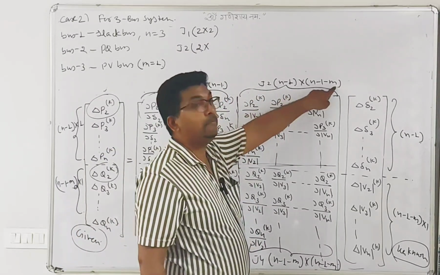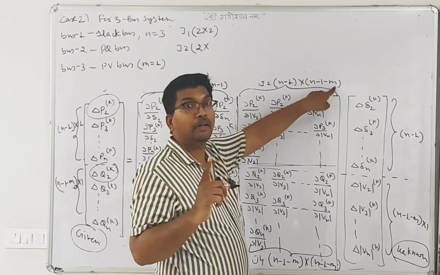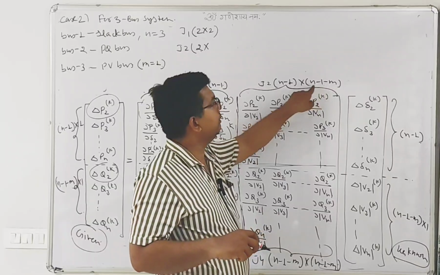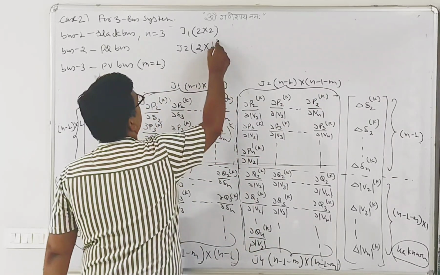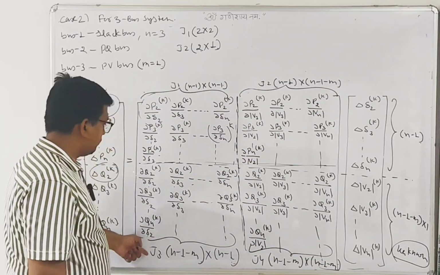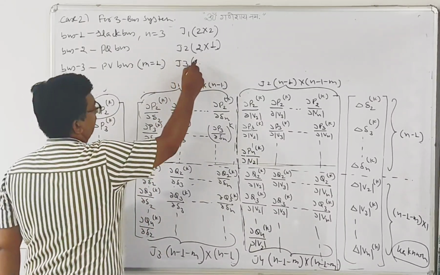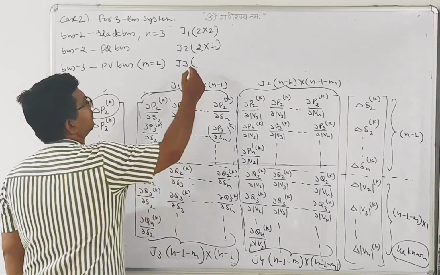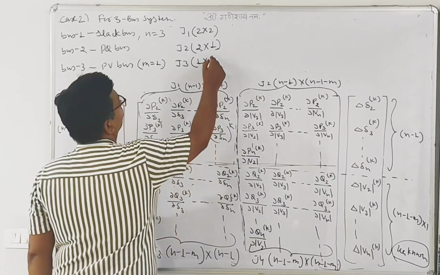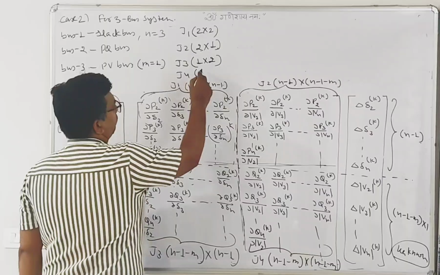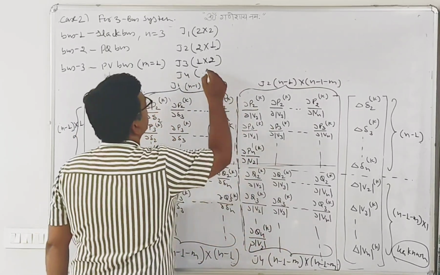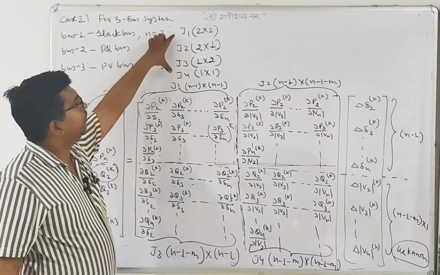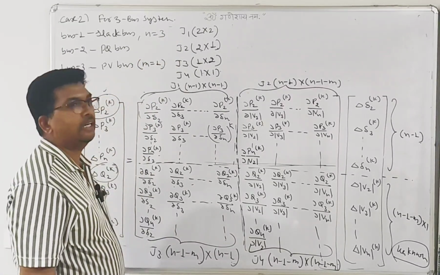Now M is 1 because there is 1 PV bus. So 3 minus 1 minus 1 is 1. What is this size? 2 cross 1. Now what is J3? This J3, the N is 3, M is 1. So what does this become? 1 cross 2. And the last is J4. What is J4? N minus 1 minus M is 1 cross 1. So basically, this is all the sub-Jacobian sizes.